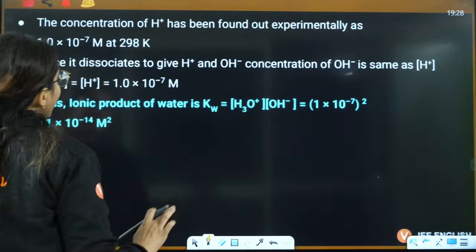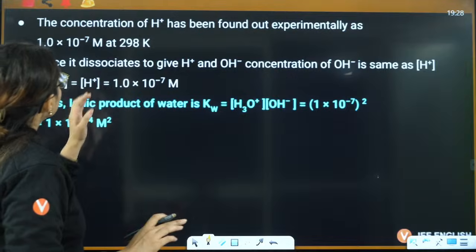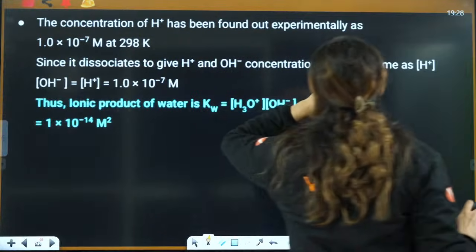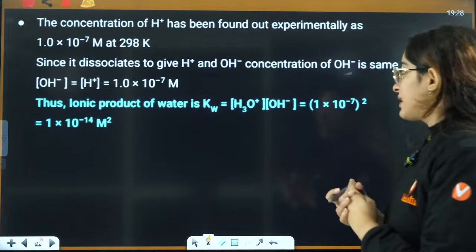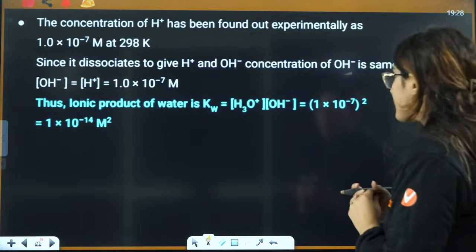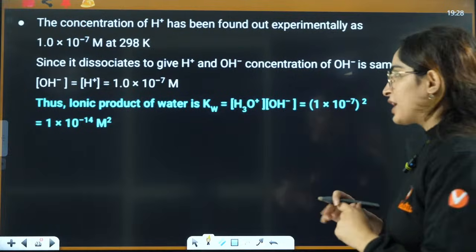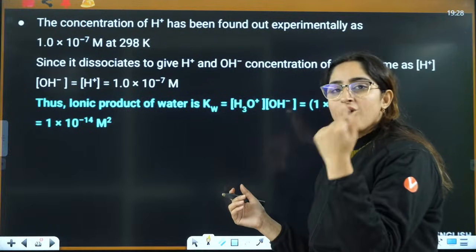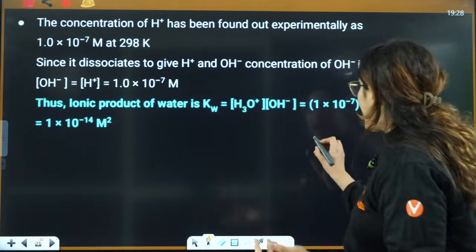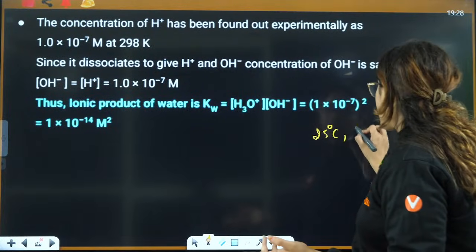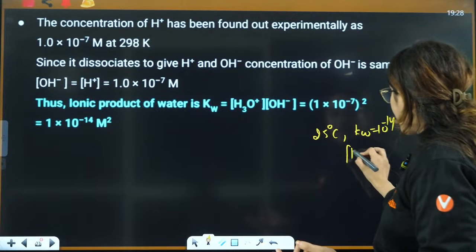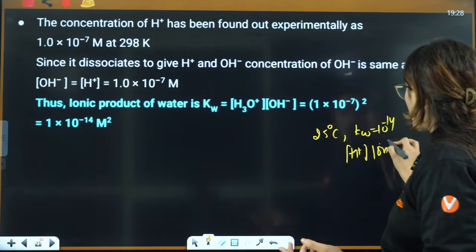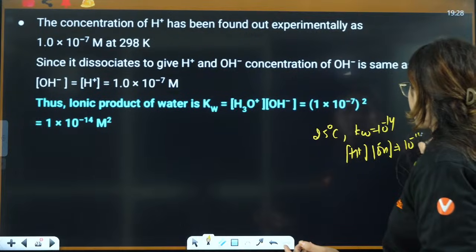That means we can write it over here that the concentration of H positive has to be found out experimentally as this. Now let's see what exactly we want to say. I'll tell you what exactly we want to say. You can take it in two ways, okay? You can say that at 25 degrees Celsius, Kw equals 10 raised to power minus 14. So you can say the product of H positive and OH negative concentration is always going to be 10 raised to power minus 14.